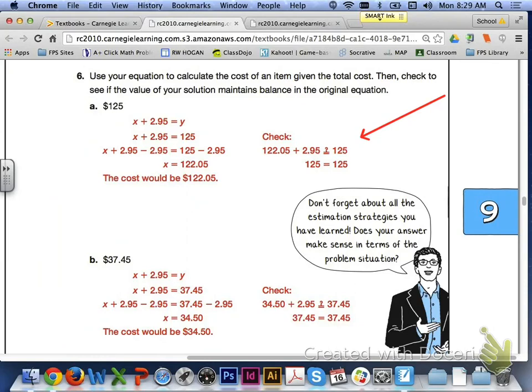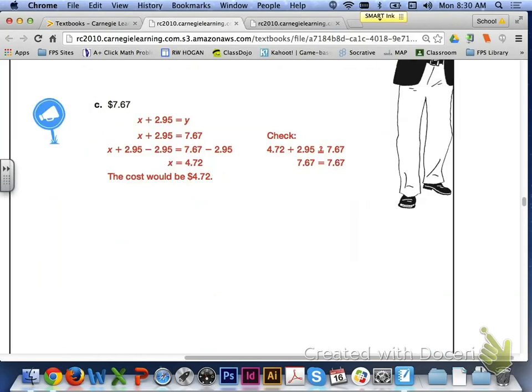For letter B, Y is going to be equal to $37.45. The cost would be $34.50. You can see that the equation maintains balance as well once we check our work. And finally, for letter C, Y is equal to $7.67. The cost would be $4.72. And again, if we check our work, we can see then that balance is maintained in the original equation.